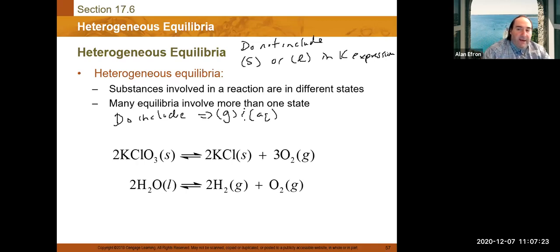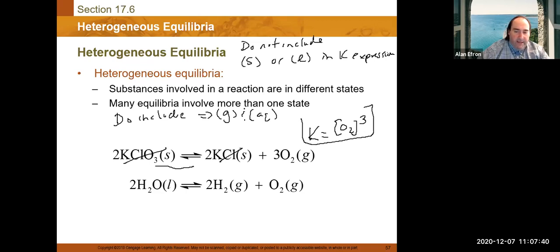So how this affects things is, as I mentioned last time, if we were to write the equilibrium expression for this first one, it would be K is equal to O2 cubed. This would not be included, and this would not be included.